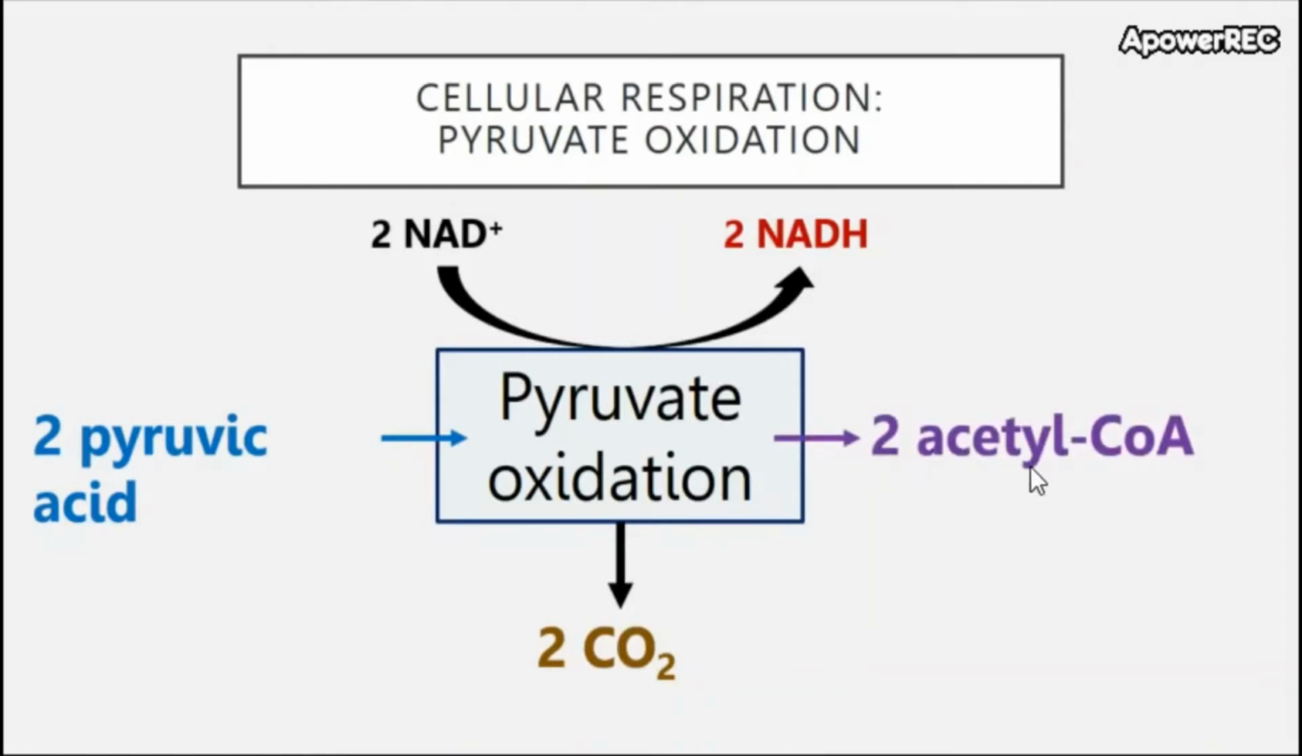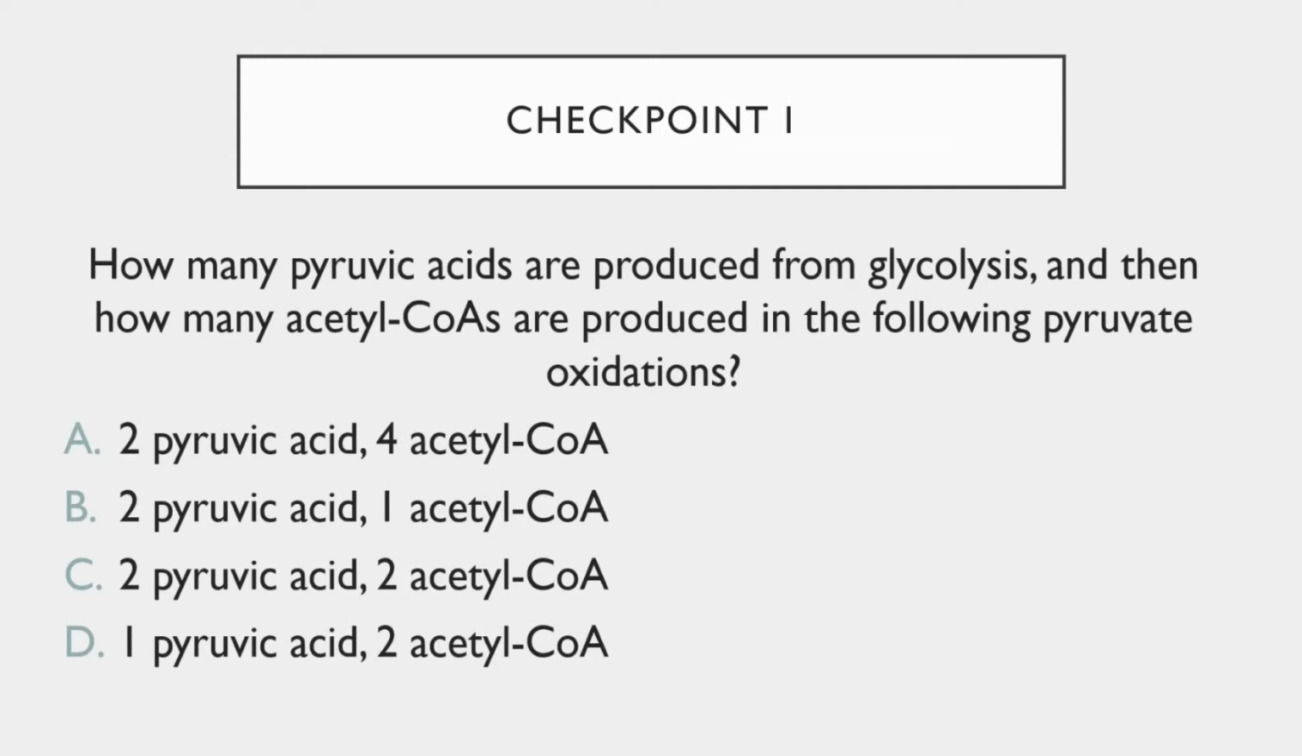And the acetyl part is a 2-carbon molecule. So there are 2 2-carbon molecules because they were once pyruvic acids that lost 1 of their carbon molecules. So they went from a 3-carbon molecule to a 2-carbon, and then the extra carbons didn't disappear. We just created carbon dioxide out of them.